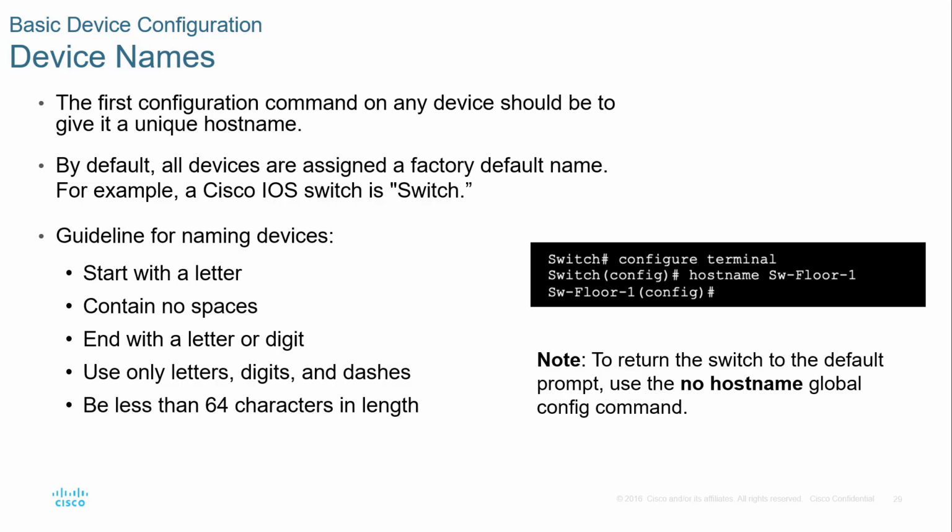The first thing we're going to do is probably name the device, so that it's not just called switch or router. We need to give it a meaningful name. When we are naming devices, the name has to start with a letter, has no spaces, and must end with a letter or a digit. Only letters, digits, and dashes can be present, and it can be between 1 and 64 characters in length.